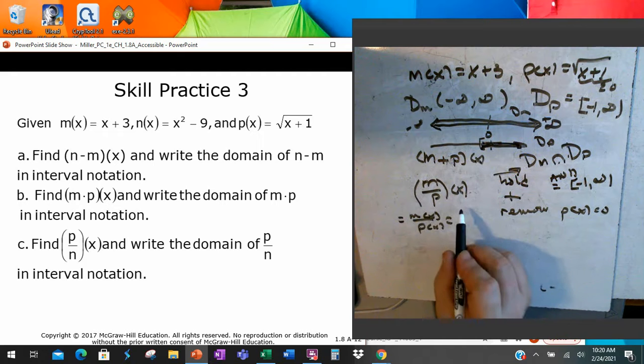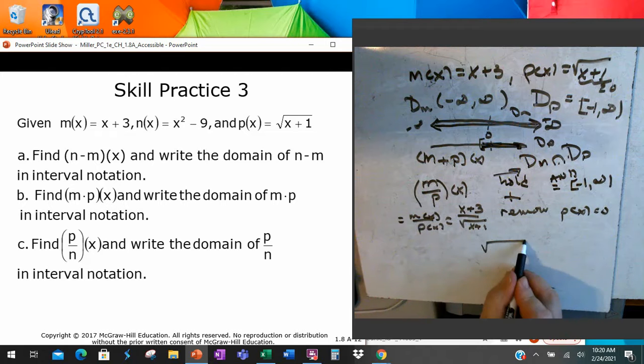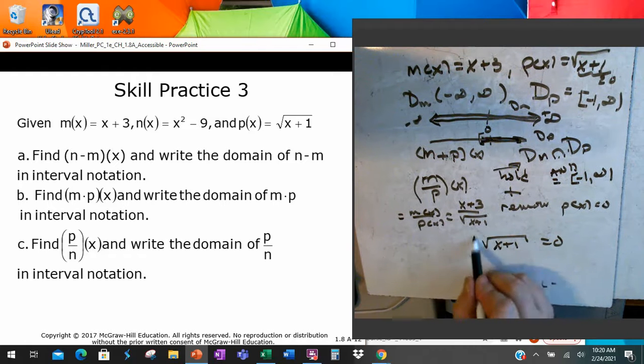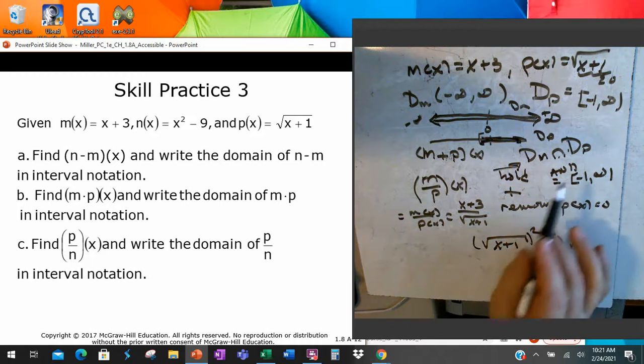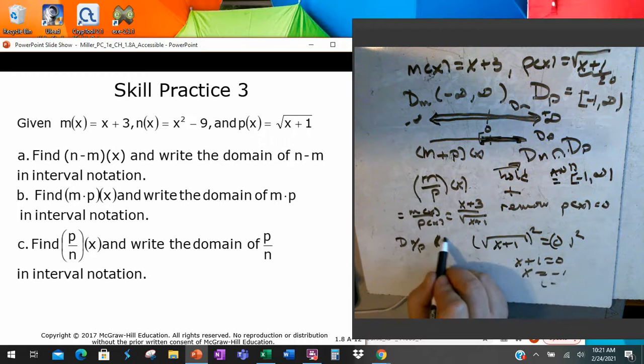M of x is the x plus 3 square root of x plus 1. So it says, oh, this can't be equal to 0. So where's all of this stuff in the bottom equal to 0, and then I do whatever it is to solve this that we've looked at. So here, if I squared both sides, I get x plus 1 is equal to 0. So x can't be equal to -1. So in this case, the domain of m quotient p would be just the -1 to infinity, not including the -1.